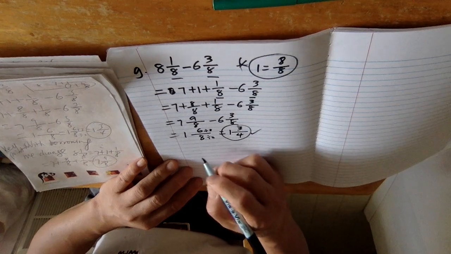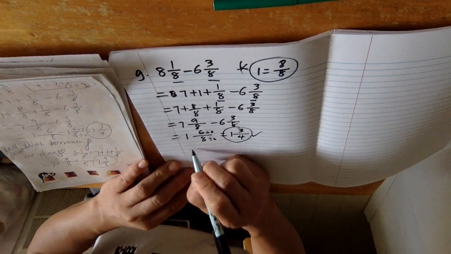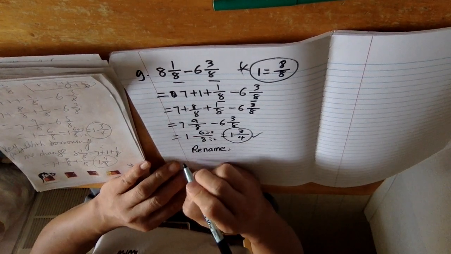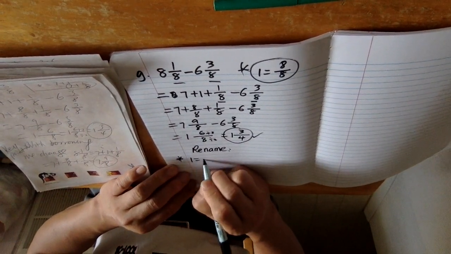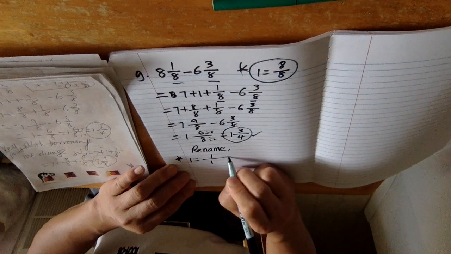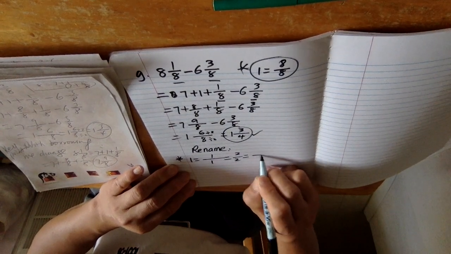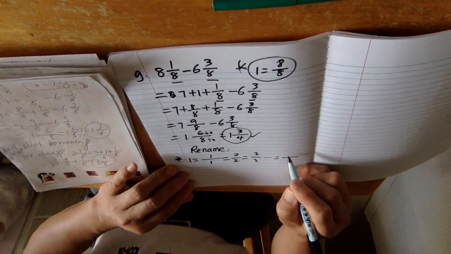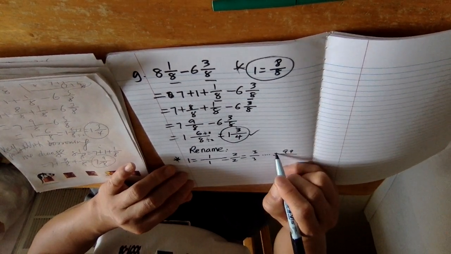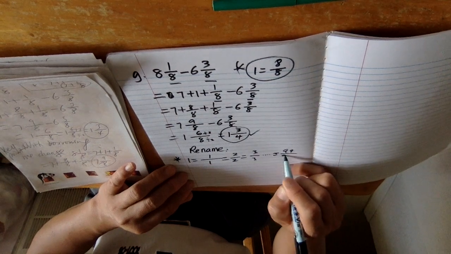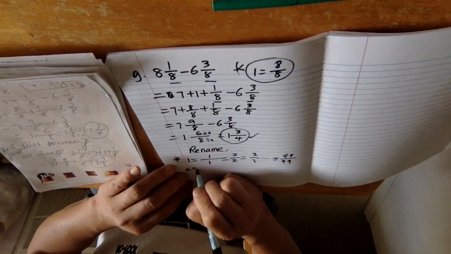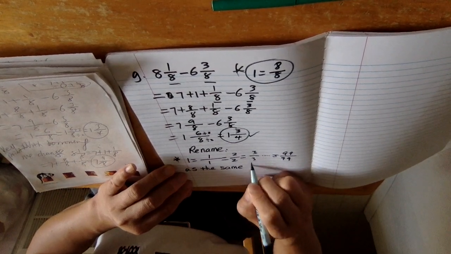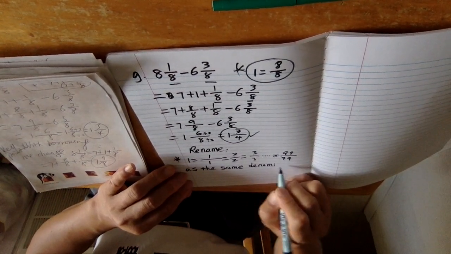This is called borrowing or renaming. One more time, I'm going to stress that 1 can be any number you want. It can be 1 over 1, 2 over 2, 3 over 3, or maybe 99 over 99, as the same denominator.